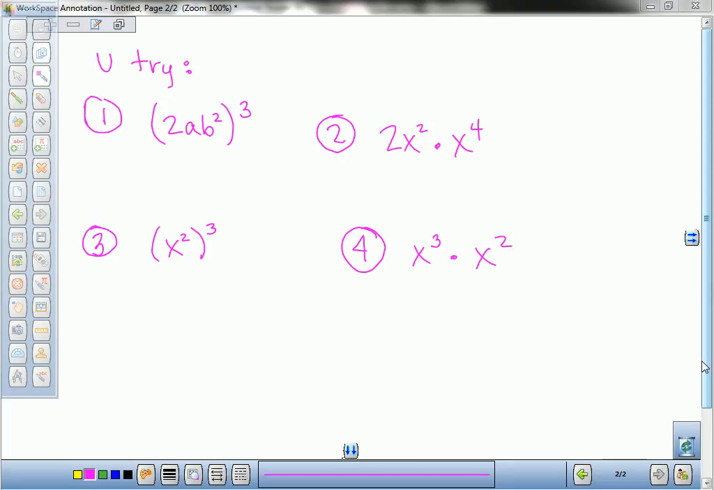Okay, so the first one was probably the hardest one. Everything in this expression has to be cubed. So the 2 has to be cubed. The A is cubed. And the B squared gets cubed. So that makes B to the 6th. Now, this one's simple enough. 2 cubed. We could simplify this to 8.